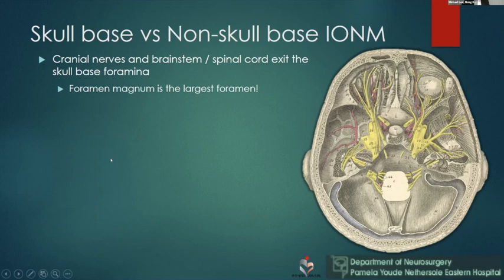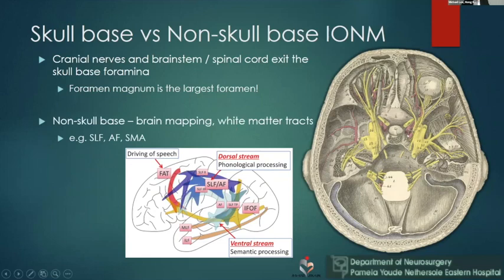So what do I mean by skull-based versus non-skull-based? Actually, this term is quite new, and not many people have mentioned it. By skull-based, I mean that there are many foramina over the skull base. Those basically involve the cranial nerves, brain stem, and the spinal cord. The foramen magnum is the largest foramen at the skull base. So these are skull-based IOM. For non-skull-based IOM, we mean mostly brain mapping, the white matter tracts, such as the SLF, the AF, and the SMA.